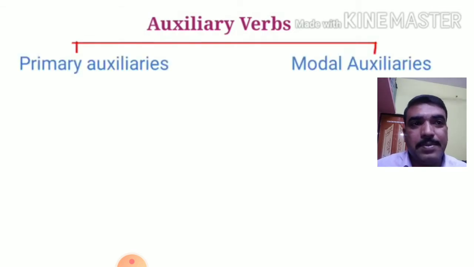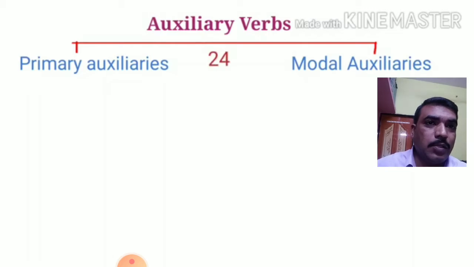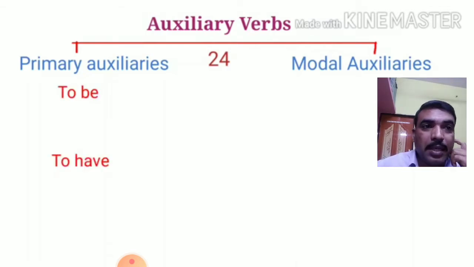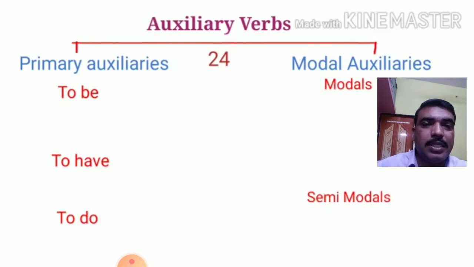It has two types. First one is primary auxiliary and second is modal auxiliary. Actually, there are 24 auxiliaries. Out of them, 11 are primary auxiliaries and 13 are included in modal auxiliaries. In primary auxiliary, again, there are to be verbs like am, is, are, was, were. These are used in the progressive tense, especially in the present tense.